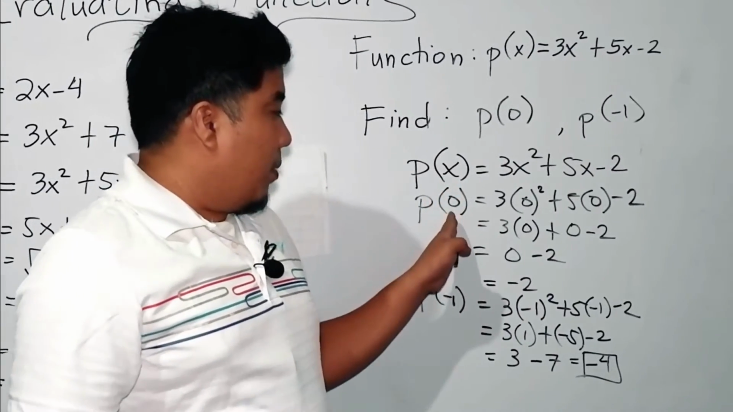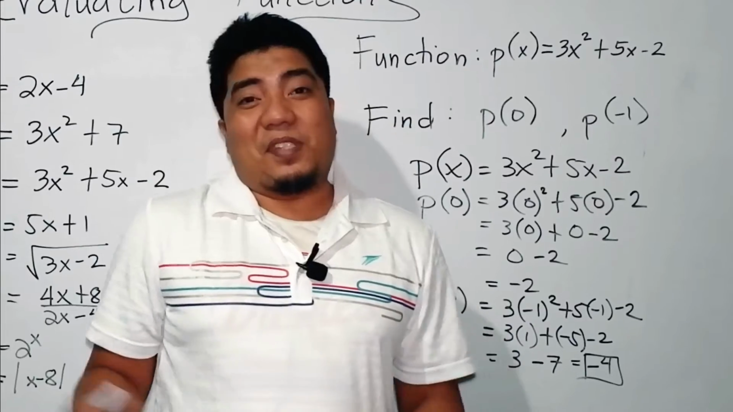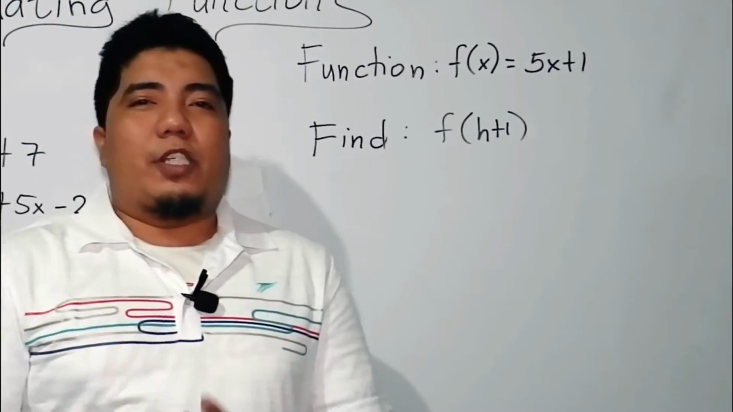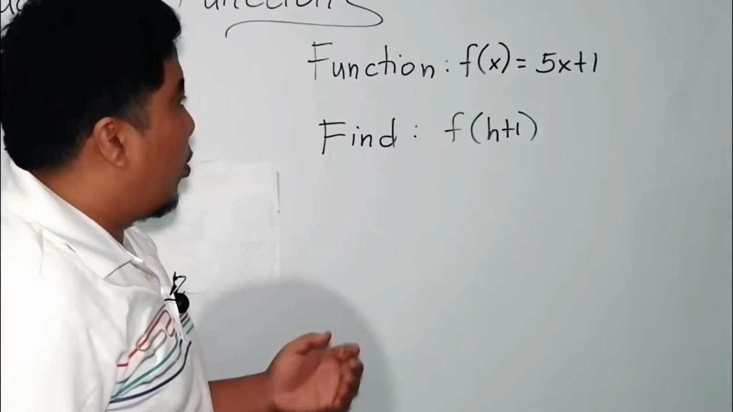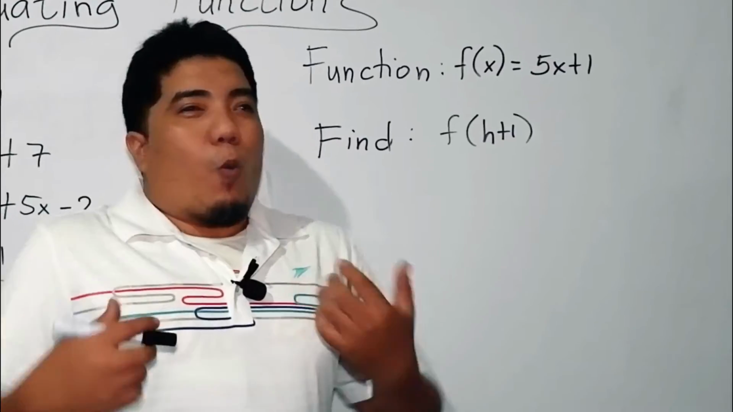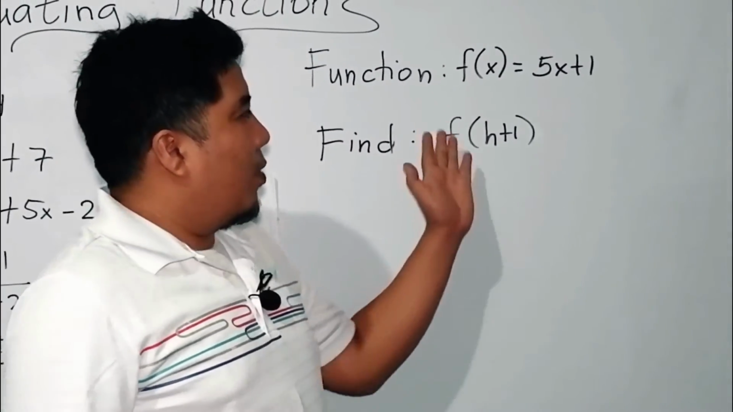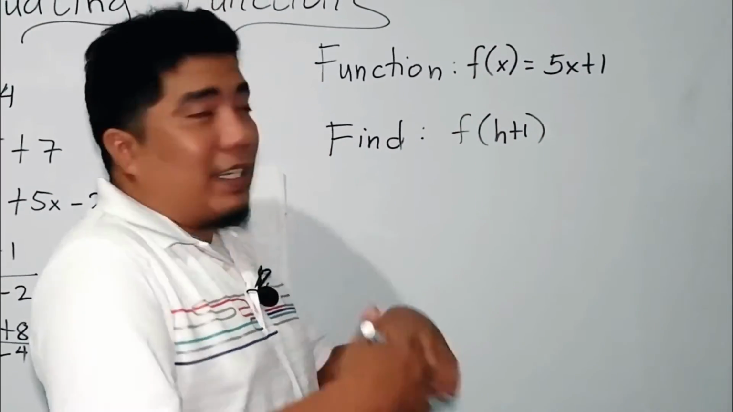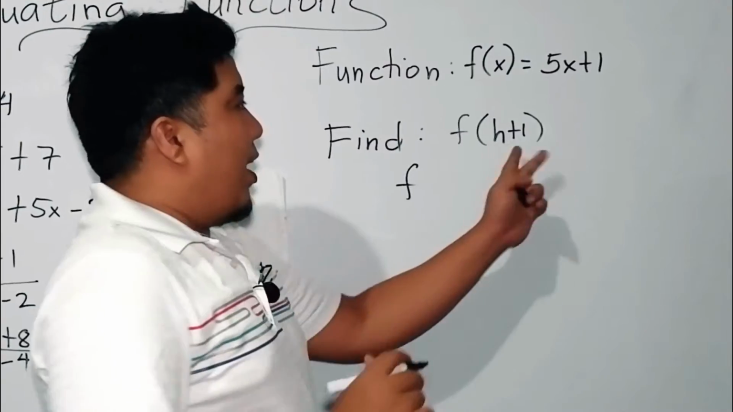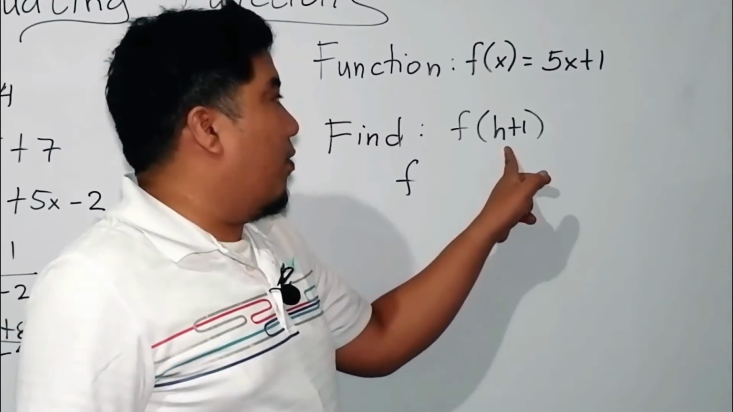And the value of p of 0 is negative 2. Easy, right? Now, let us go to the fourth example. Okay, math learners, down to our fourth example, we have f of x is equal to 5x plus 1. Question is, find f of h plus 1. Okay, so, as you can see here, it's the same as our first example earlier, because our x is being given a value of h plus 1.